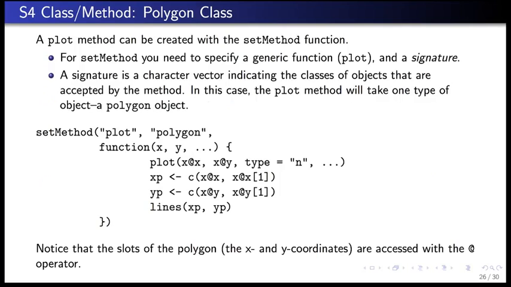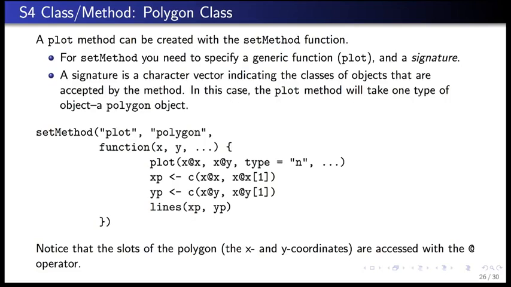So I'm going to create a plot method for polygons, and it's going to be very simple. Basically, it's going to take the vertices of the polygon and connect them with lines. That's all it does. I need to use the setMethod function to do this. For setMethod, you need to specify a minimum of three things. The first is the name of the generic function, in this case plot. The second is a signature, and the third is the function body.